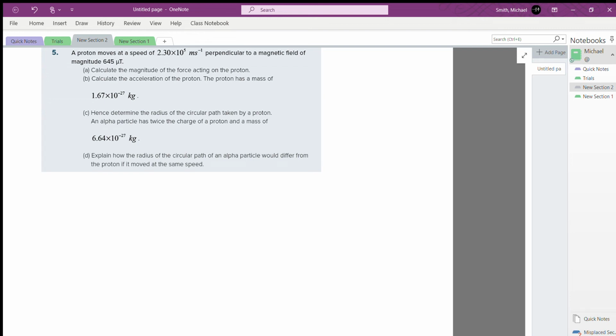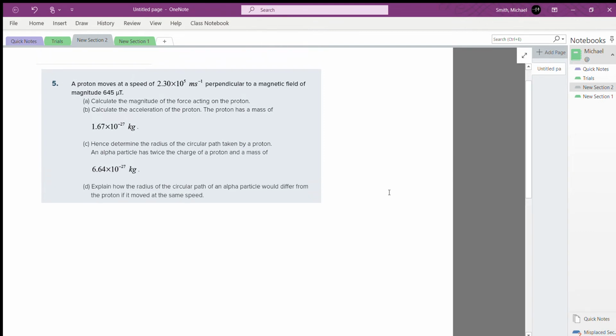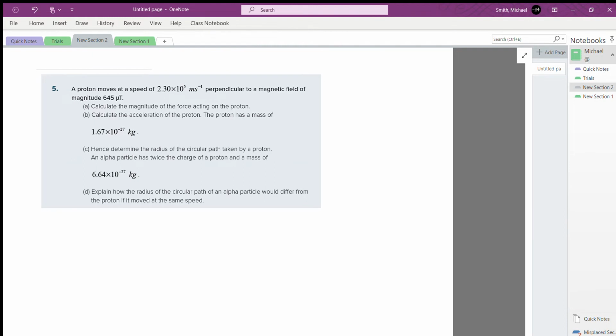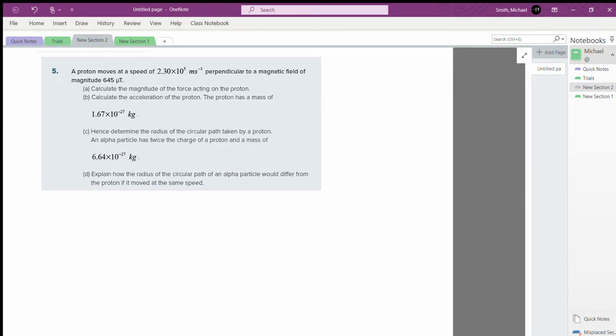This is question 5 from the SACE Stage 2 Physics course companion from Subtopics 2.3 and 2.4. Here we have a proton moving in a magnetic field of magnitude 645 microtesla at a speed of 2.3 times 10 to the power of 5 meters per second. First, we need to work out the magnitude of the force acting on the proton. That's fairly straightforward. We have the relationship F equals QVB. We know all the information here.